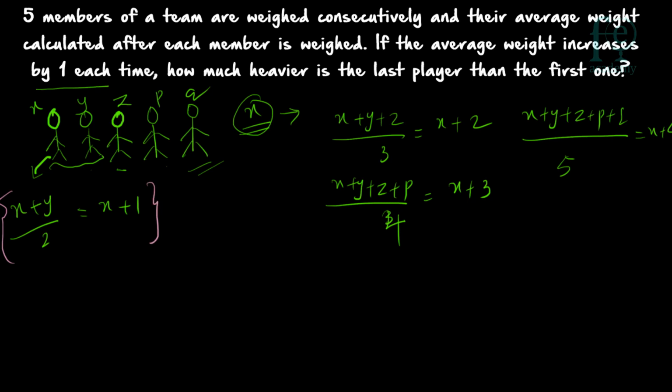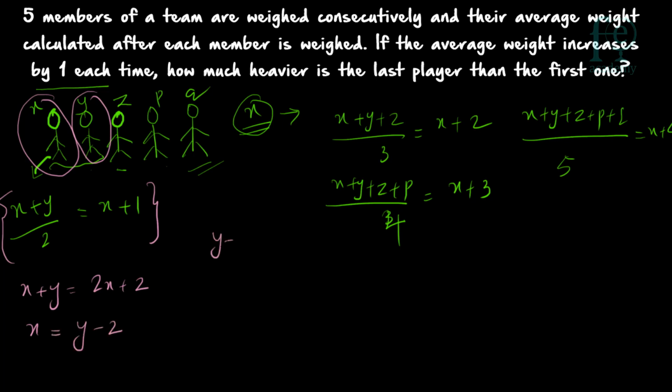So X plus Y divided by 2 is equal to X plus 1. Y is the weight of the second member and X is the weight of the first member. So we will be getting X plus Y is equal to 2X plus 2, which gives us X is equal to Y minus 2, or we can say Y is equal to X plus 2. So what is the meaning of that? The weight of the second member and the weight of the first member will differ by 2. Then only our formula will be correct. The average is increased by 1.